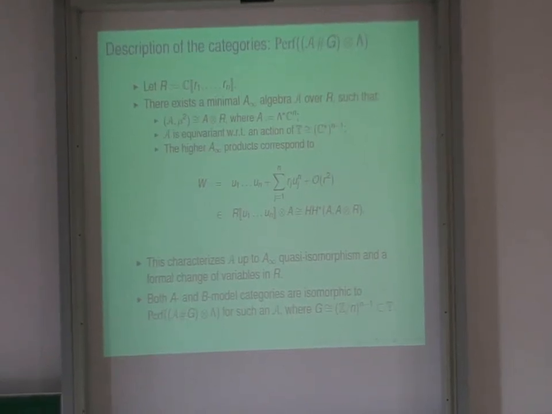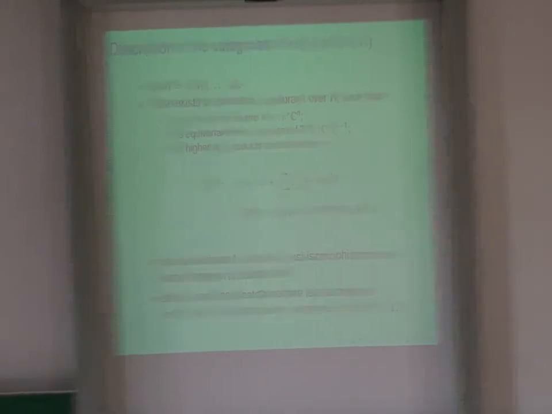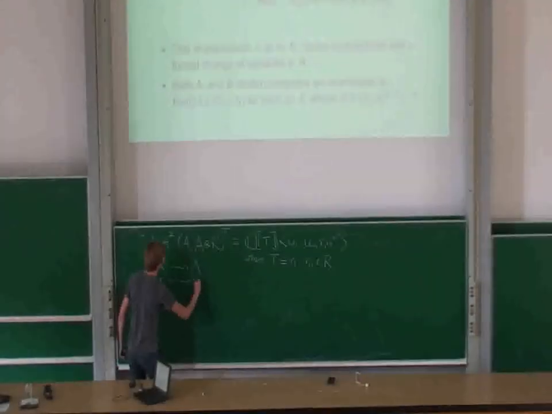Now it turns out that both A and B model categories can be very simply described in terms of such an A. They are Perf of A semi-direct product with G, where G is Z mod n to the n minus 1, living inside this S_n. We have some action of G on our A-infinity algebra, which means we can take the semi-direct product, and then we tensor with the Novikov field, where the Novikov field is an R algebra via the map that sends each R_j to the generator R.